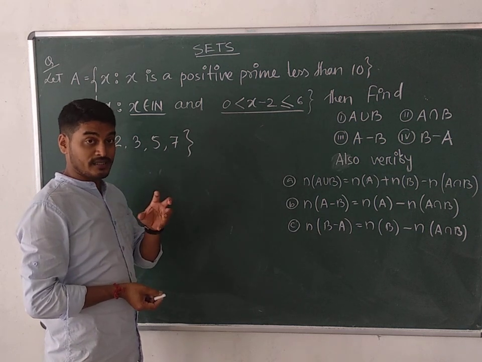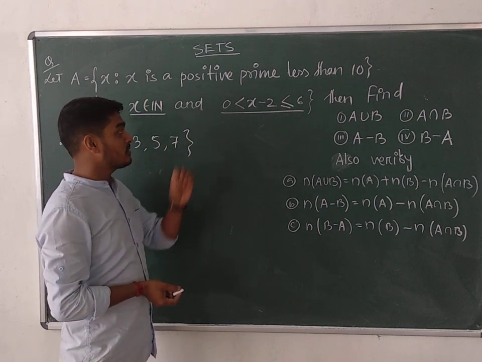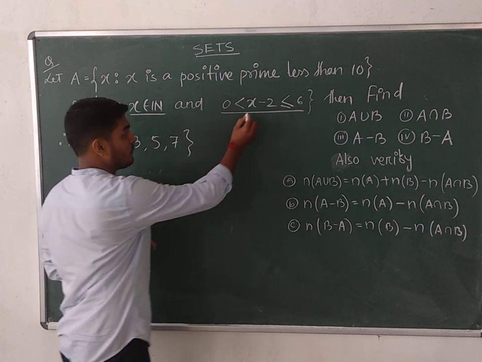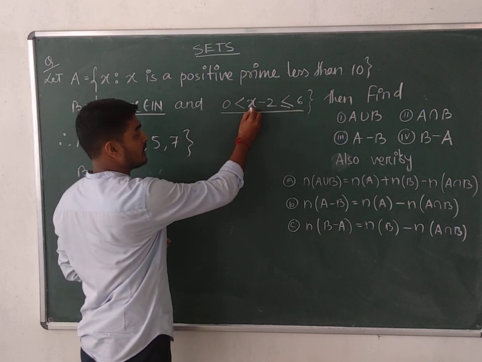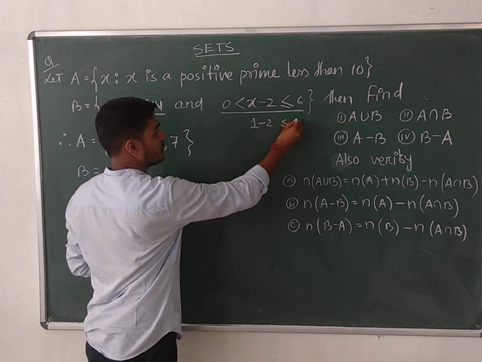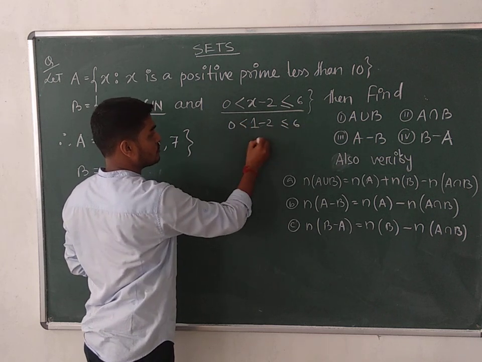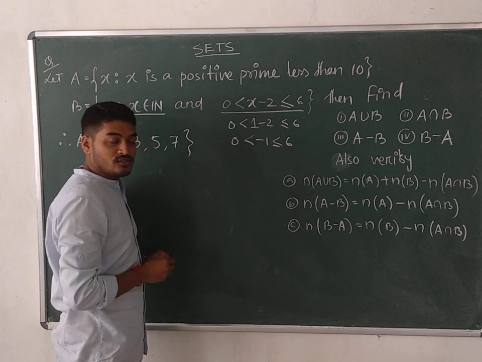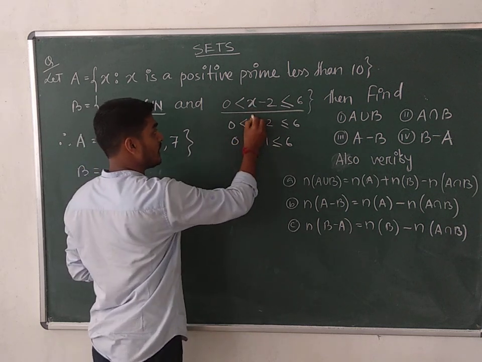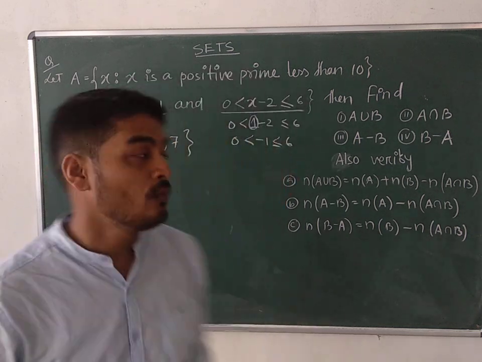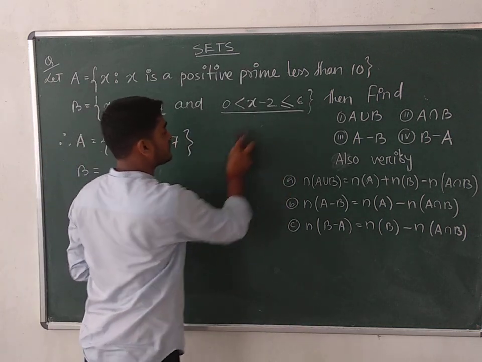What type of element should be there? For example, you cannot consider 1. Because if we subtract 2 from 1, then 1 minus 2 is minus 1. Correct? Minus 1 is not greater than 0. So that's why you are not supposed to consider 1. That means what type of elements will be there in that case? What type of elements will be there? So we just have to simplify.